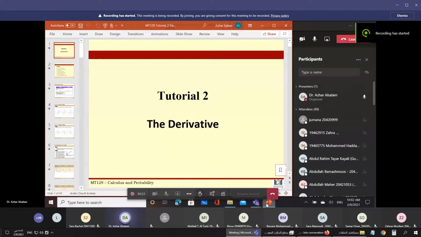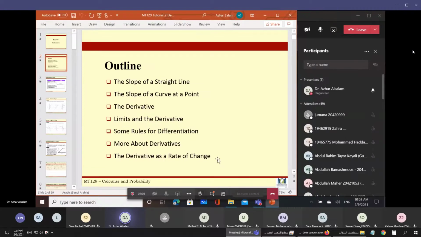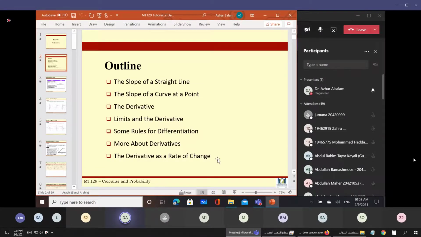In the derivative, we talked about the slope of a straight line and generalized it to the slope of a curve at a certain point. From that definition, we made the definition of the derivative. We know how to take the derivative and differentiate some functions. Today we will complete this, using limits to define other rules for derivatives. We will take these rules and look at some applications, especially the rate of change.